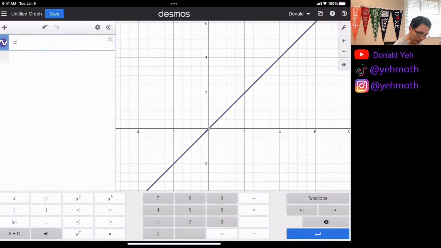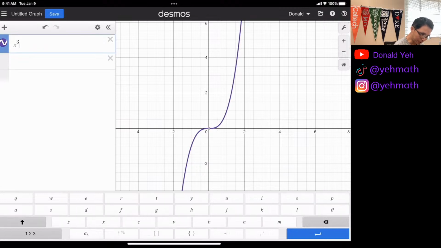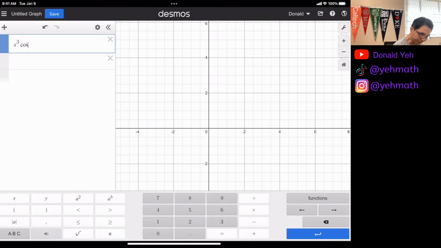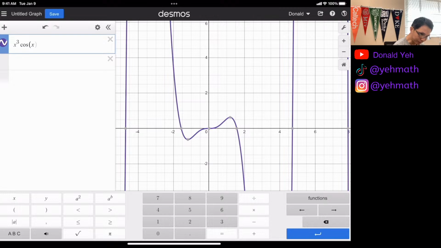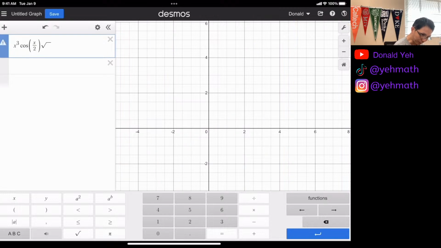What is it? X cubed, and then cosine of x over 2. You have to put parentheses. And then square root of 4 minus x squared, right?